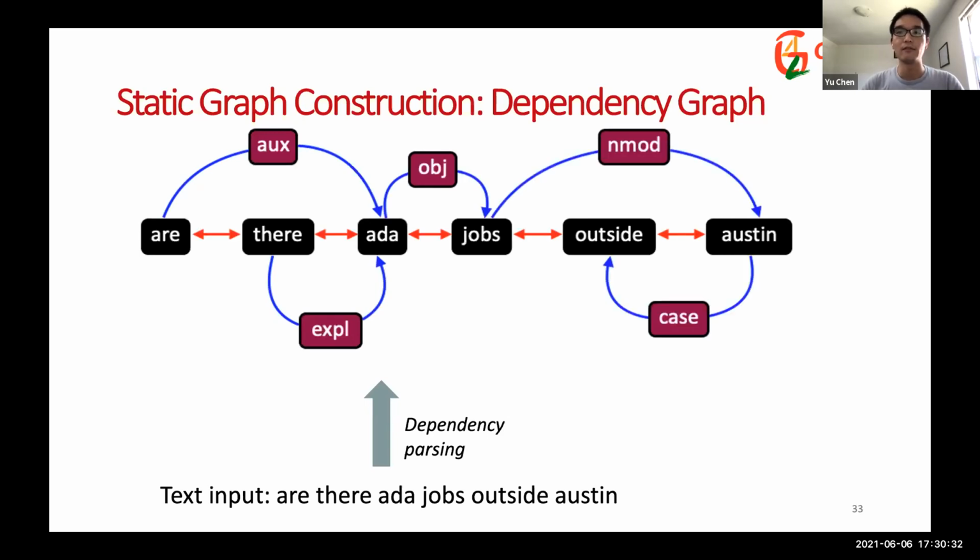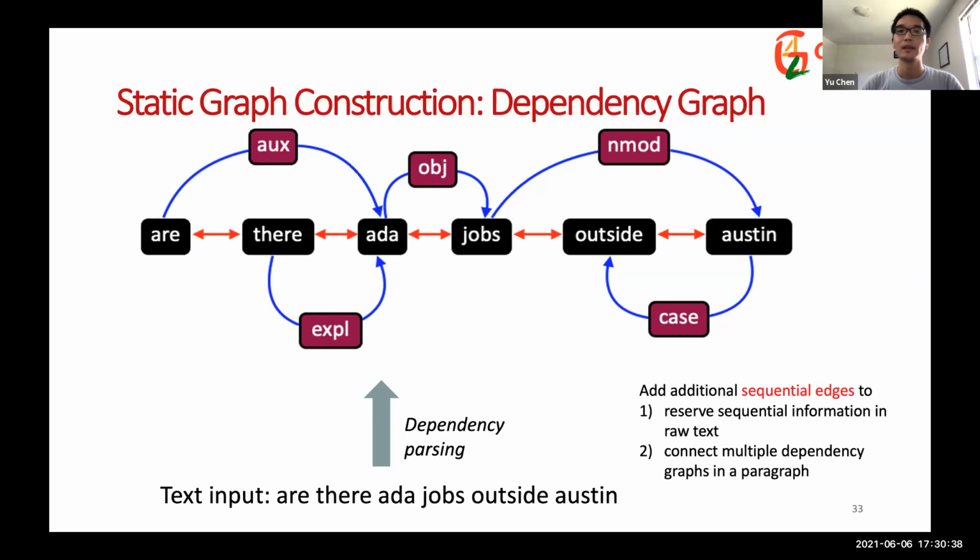But what if we have multiple sentences in the text? One common way is to add additional sequential edges between nodes so that we can connect multiple dependency graphs in a paragraph. Besides, it also preserves sequential information in the raw text, which can be helpful in some applications.